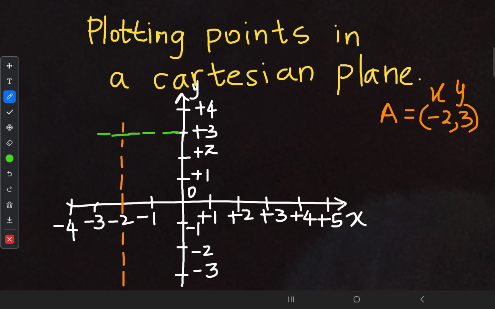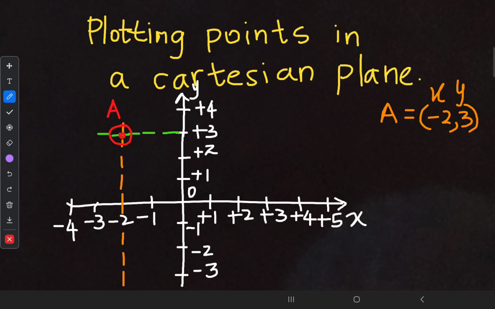When these two lines intersect, this is the intersection place for both of these straight lines. What we did here: x is negative 2, so we marked a straight vertical dotted line through x equals negative 2. Then the y coordinate is 3, so in the same way we plotted a horizontal line going through positive 3 on the y-axis. When these two lines intersect, that is going to be our location for A. It's very easy.